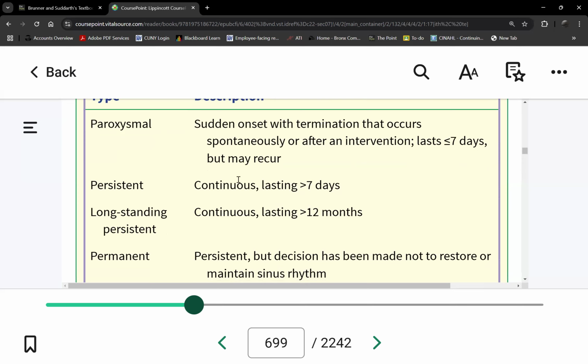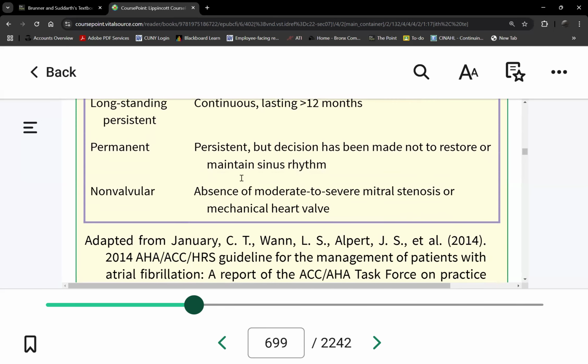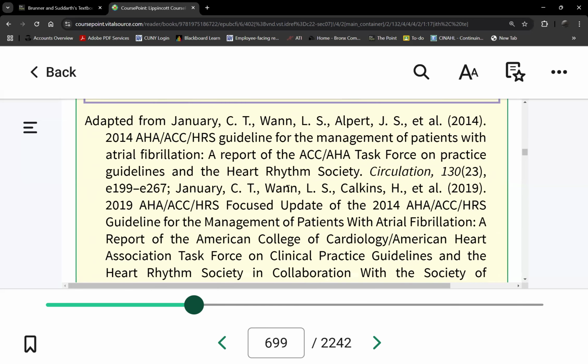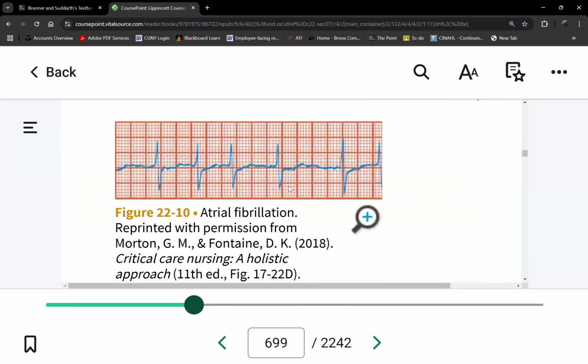All right. Okay. You're not going to ask us anything about the five different types on the exam? Probably not. No. Neither will I. So this is AFib.